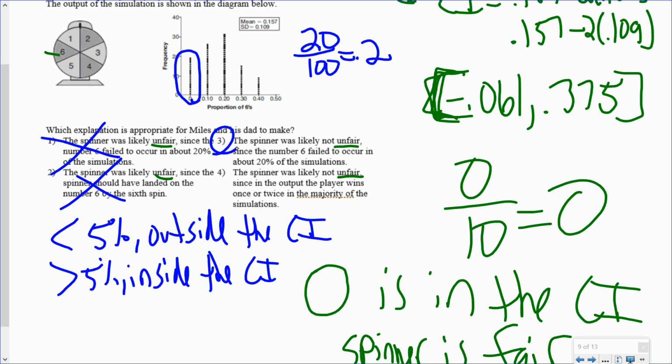Choice 4 is saying since he wins once or twice in the majority of the simulations, it doesn't really make much sense, that explanation for this particular problem. Choice 3 does. If it happens more than 5% of the time, then it's inside the confidence interval. If it happens less than 5% of the time, then it's outside.